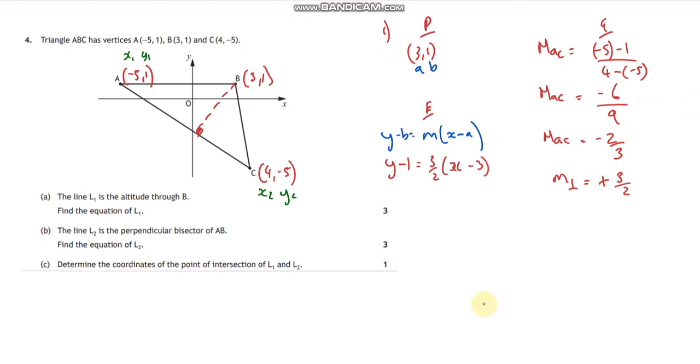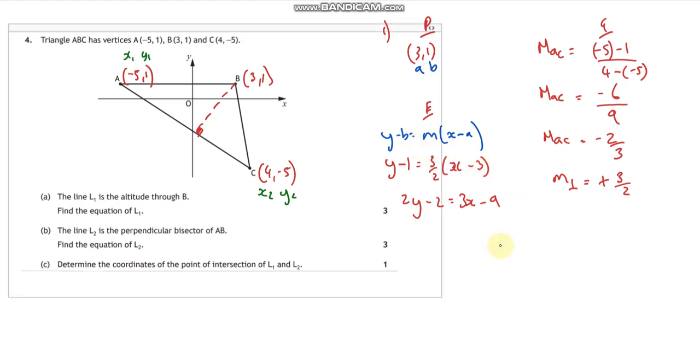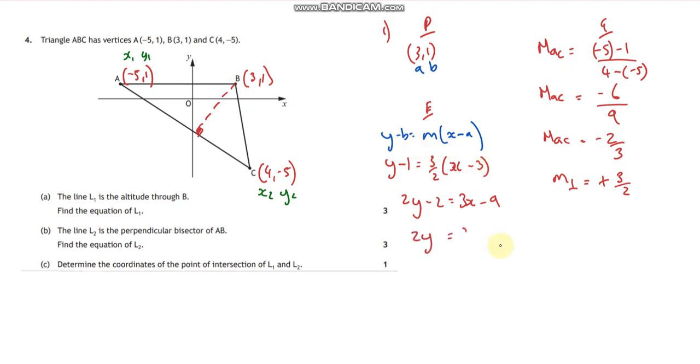Take away 3. I'll times 2 through by 2, and then that becomes 3x take away 9, because the 3 stays here, then multiply the bracket out. And then I'll write it with the 2 on the other side. So that'll be take away 7. And if you wanted, you could go a bit further again. Just divide through by 2. It's up to you. I think most people would have just stopped here, which is totally fine.